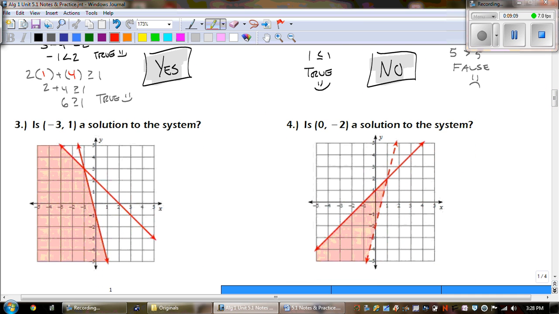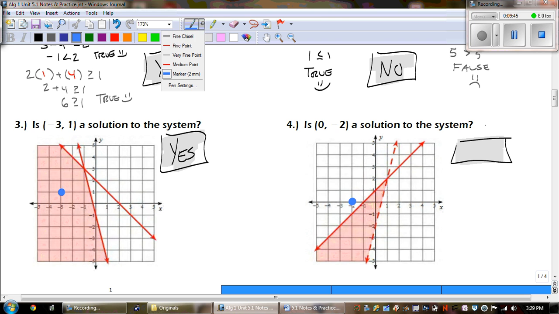All right, number 3. They're saying, is negative 3, 1 a solution to the system? So all we're going to do is graph. So negative 3, 1, is that a solution, yes or no? Yes. Okay, why don't you do number 4 on your own? I'm just getting ready to write my answer. So 0, negative 2. 0, negative 2 is right there. Is that part of the shaded region? That's right. Nope.